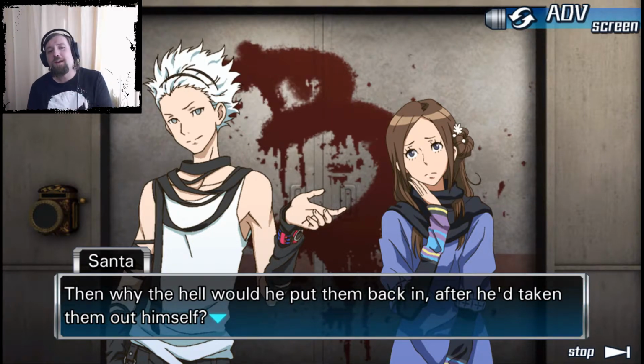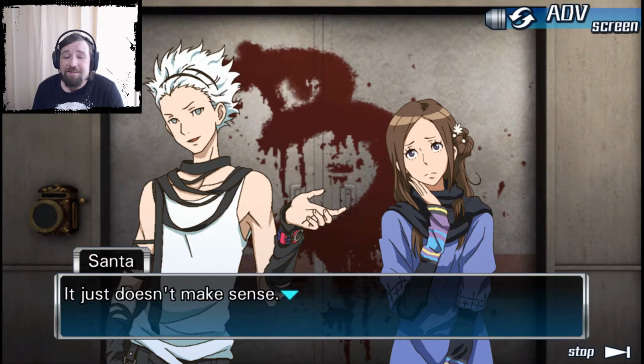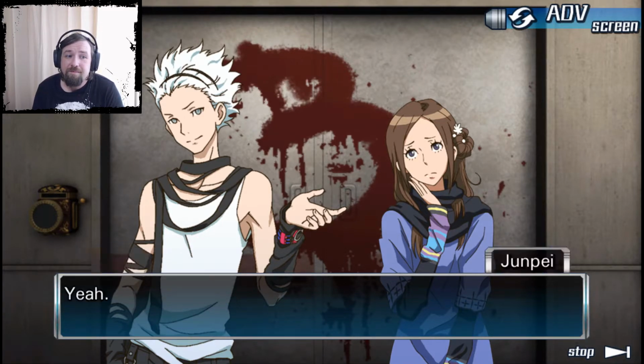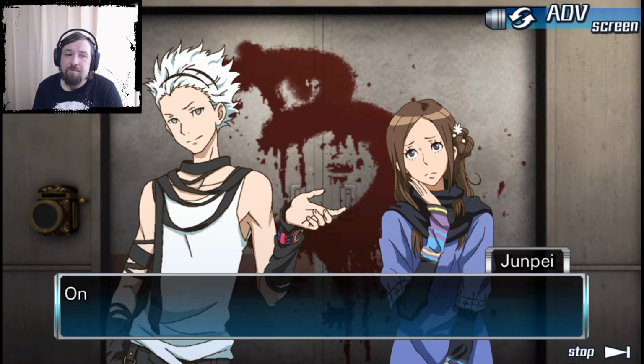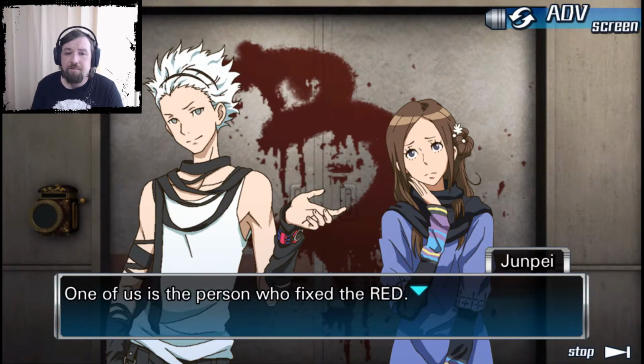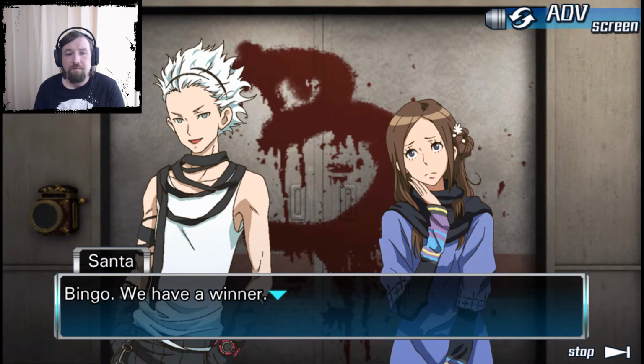To make sure we all met up before we started going through doors. Yeah? It just doesn't make sense. Why do all that work? Yeah, I guess that makes sense. So, what happened then? Who put that stuff back in the reds? So, in other words, one of us is the person who fixed the red. Bingo! We have a winner.